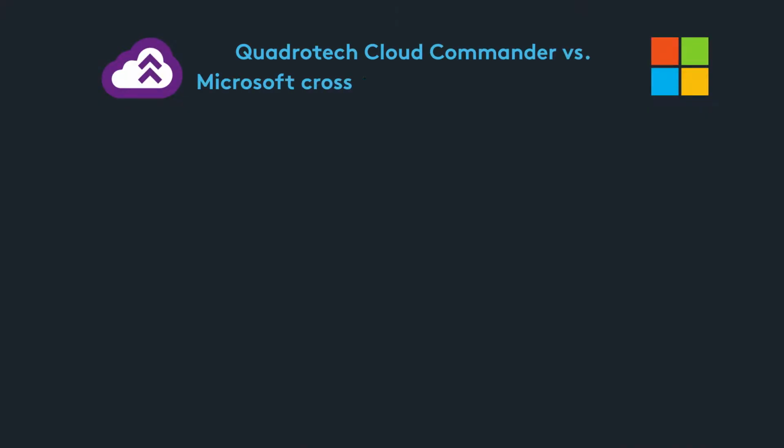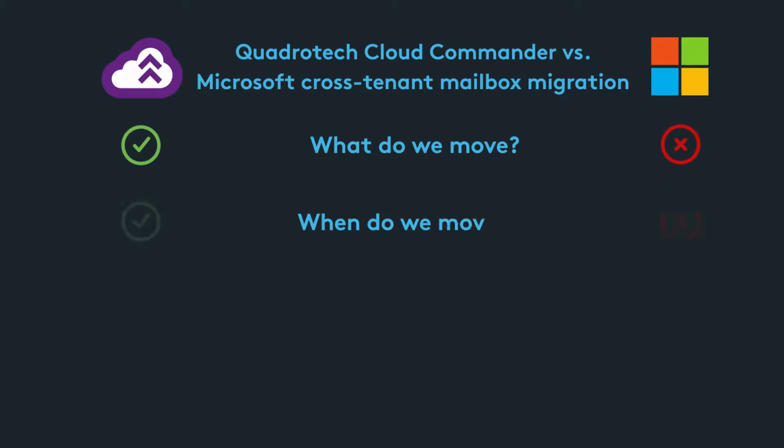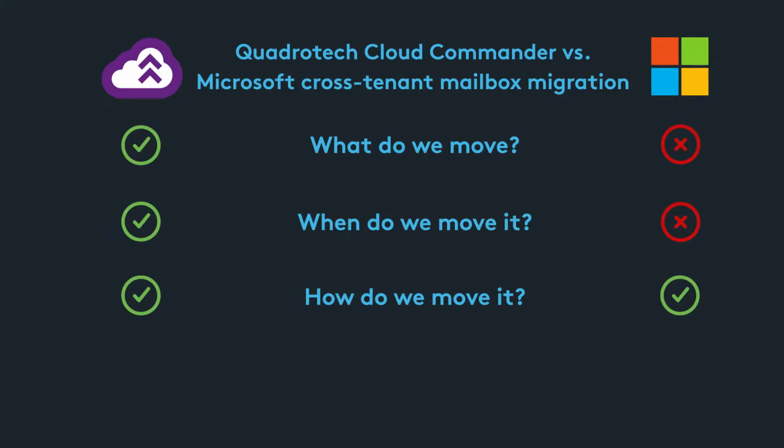So that's what differentiates Cloud Commander, for example, from Microsoft. At Ignite, they announced that they were going to offer cross-tenant mailbox moves. But there's a pretty significant problem with that approach, right? Well, it's just moving the data. Right. So what are we moving? When do we move it? How do we move it? The how part is the only part that Microsoft are really tackling here.